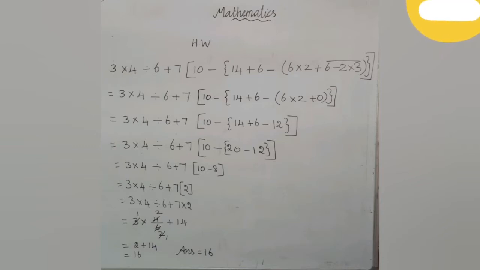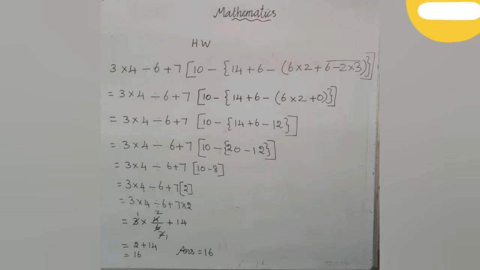Now we can remove the curly bracket. Here 14 plus 6 is 20. 20 minus 12 is equal to 8. Then 10 minus 8 is 2. Now 7 into 2. That bracket means into, isn't it? So 7 into 2, 7 twos are 14. So we have 3 into 4 divided by 6 plus 14.